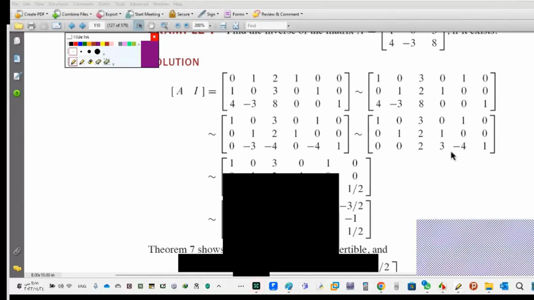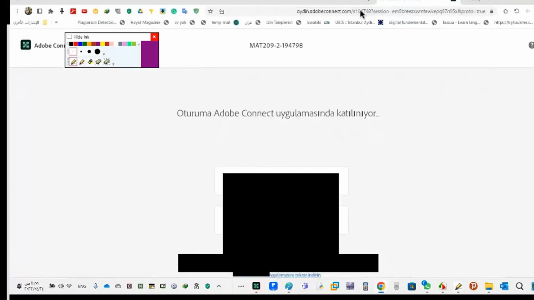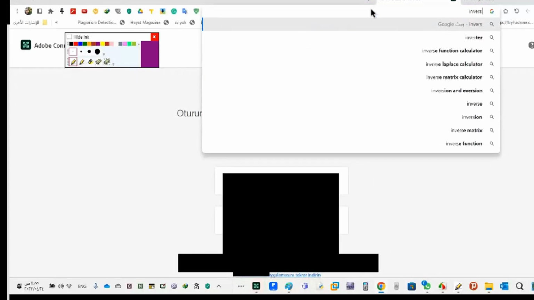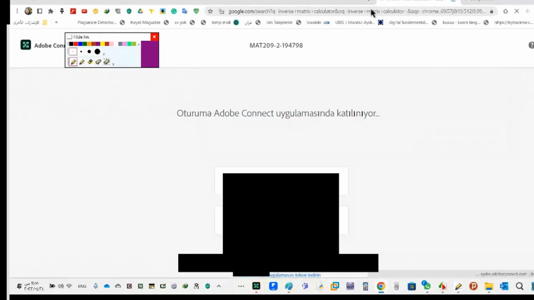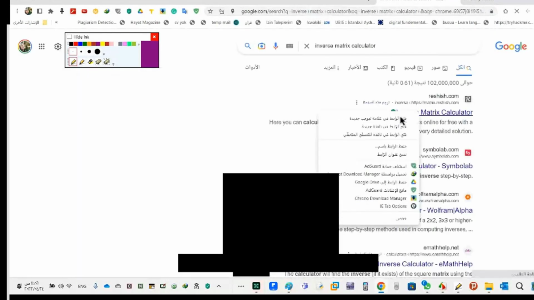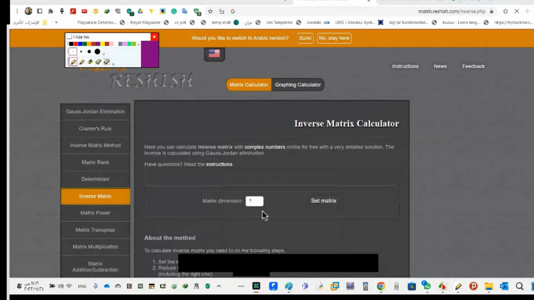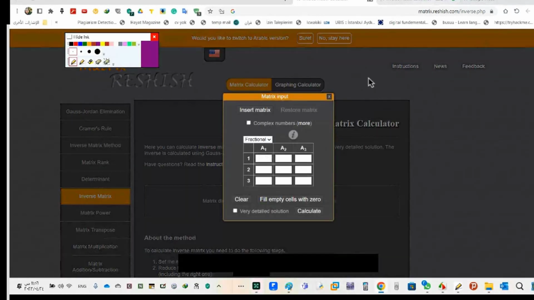Alhamdulillah. Okay, it's okay. Online, for example, open this one, and there are many websites. For example, here, inverse matrix calculator. This is one of them. Here, for example, you can select a three by three matrix, and write the numbers from the book.